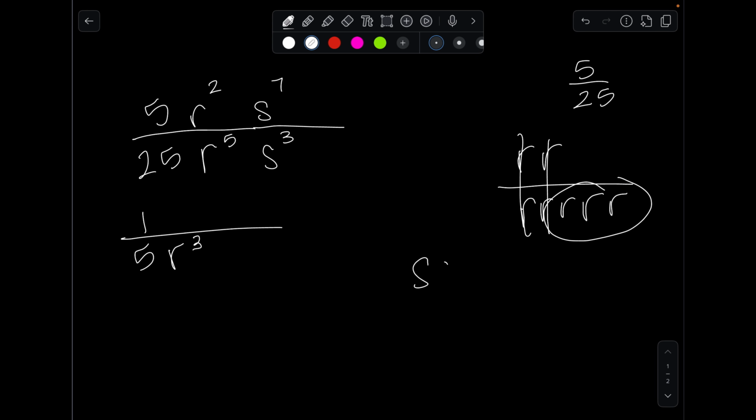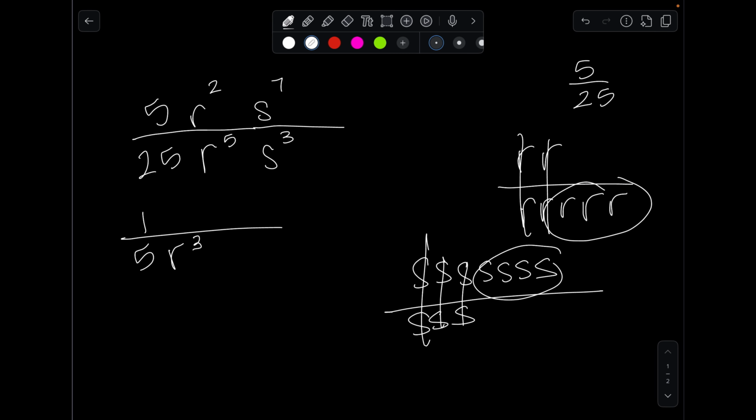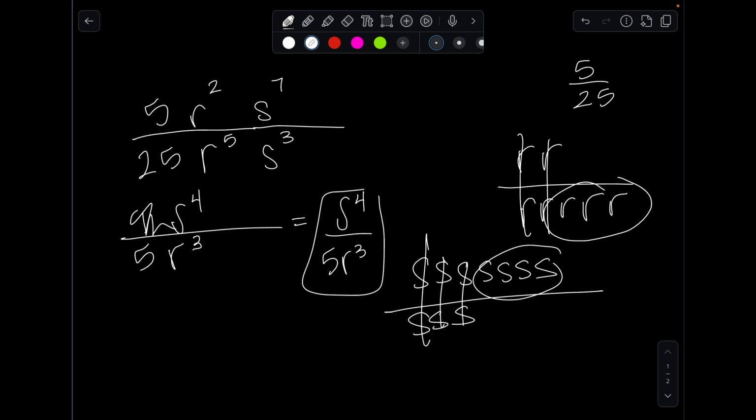If you have 7 s's up top, 2, 3, 4, 5, 6, 7, divided by 3, right? Then we've got 4 cookies left over, and that stays up top. And you would simplify your answer: s to the fourth power divided by 5r cubed. You don't need this 1 there if you have an s to the fourth power there. Now that's the visual way, the easiest way. And I'll show you a few more tricks in a second.